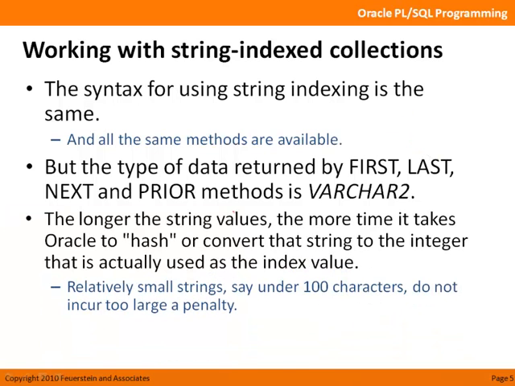And the other thing to keep in mind is that the longer the string values, the more time it takes for Oracle to hash or convert the string into an integer that is actually used as the index value. So under the covers, these collections are always indexed by integer. Oracle just makes it easy for you to specify a string. It converts that string into an integer, which is hopefully unique and not currently occupied or already used, and Oracle just manages all of that for us.